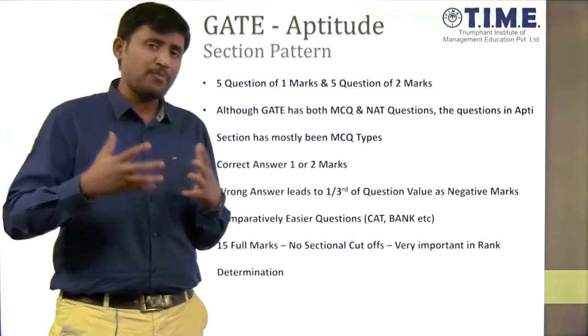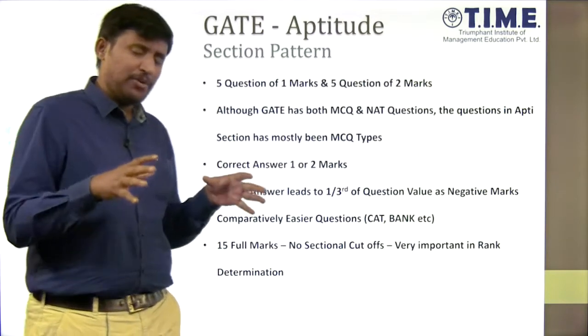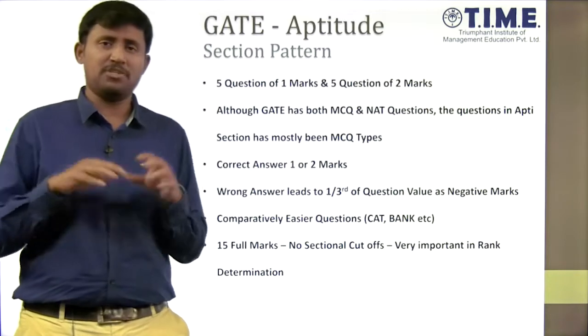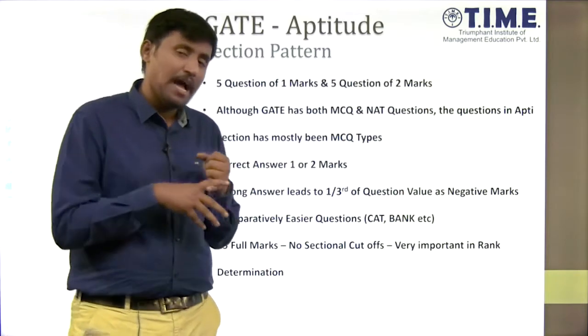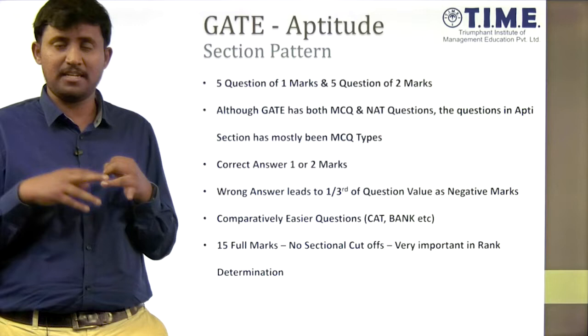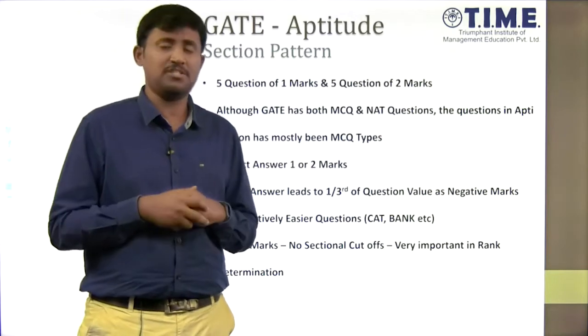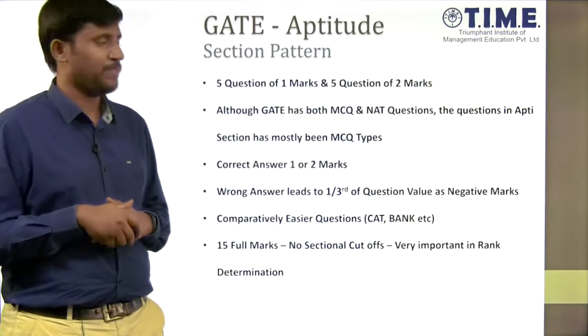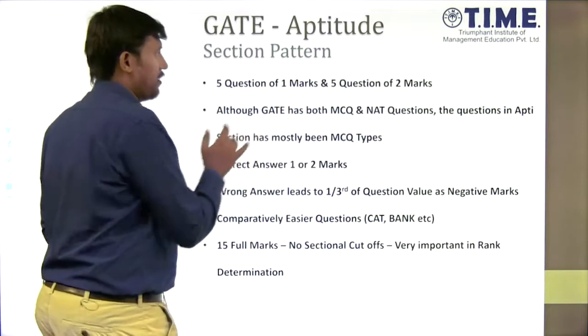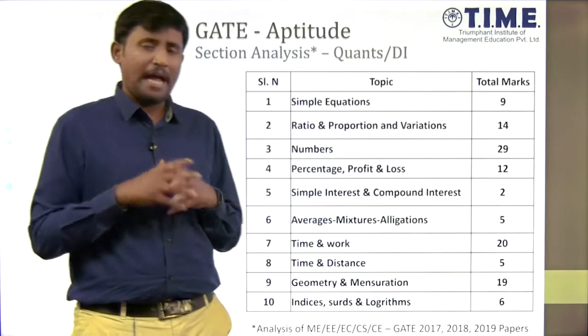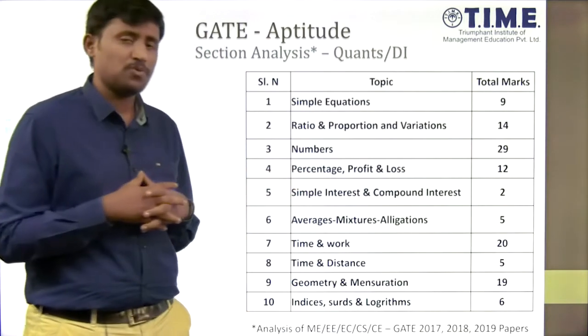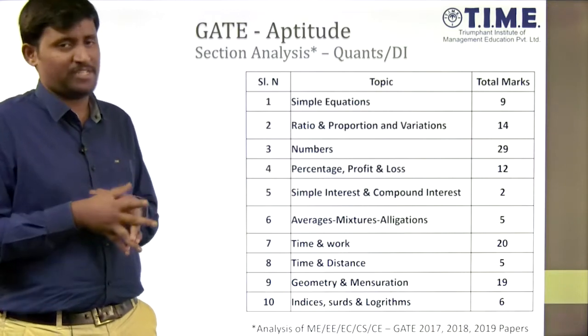Now we'll try to understand what the topics are. Any aptitude can be broadly classified into 3 different sections. One is the quants, the other is the DI and LR section, that is, data interpretation and logical reasoning. The third one is the verbal section. So what I have tried to do here is analyze over the past few years what topics have been asked in each section.